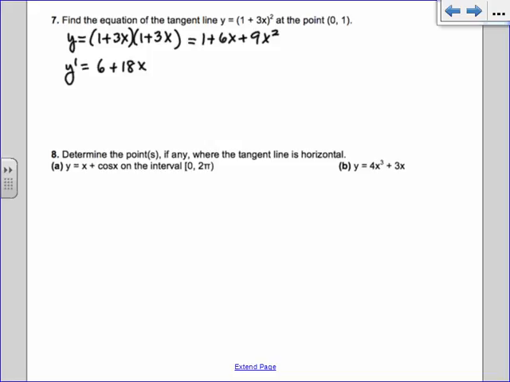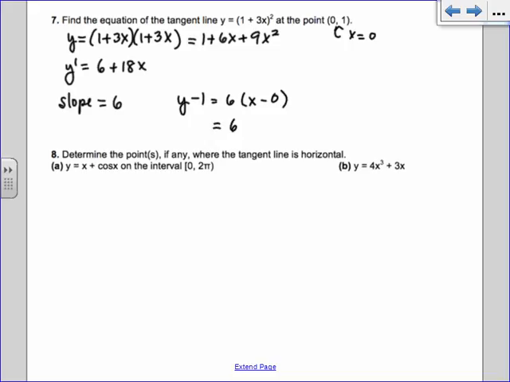All right, so my slope is going to be 6 because I'm plugging in x is equal to 0. So I'm plugging it in right there. Nope, it's 6 because 18 times 0 is 0. And then I'm going to plug in, so I have y minus y1 equals m times x minus x1.